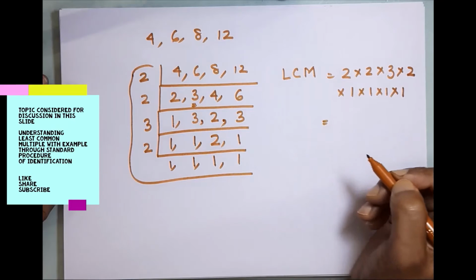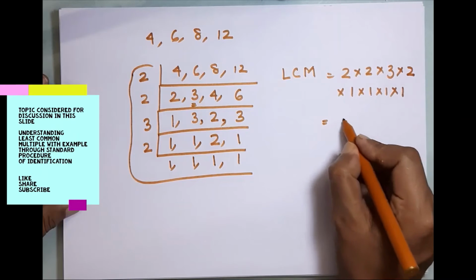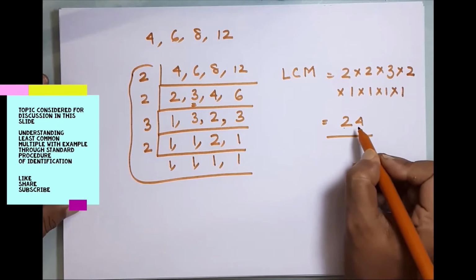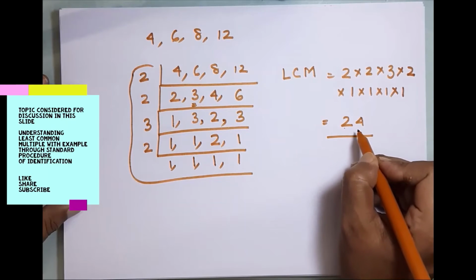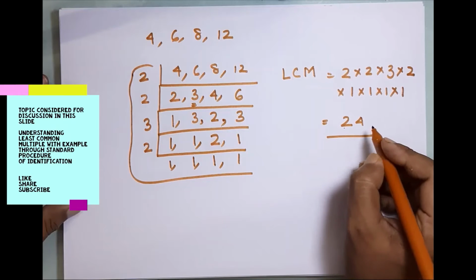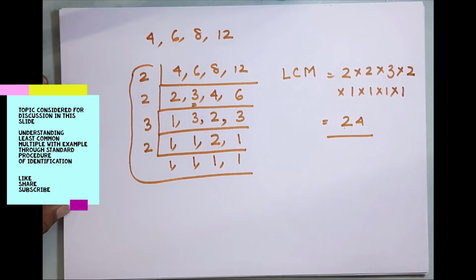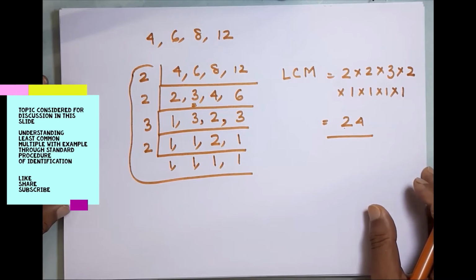Okay, so the LCM will be 2 2s are 4, 4 3s are 12, and 2 12s are 24. So the answer is 24. So 24 is the least common multiple for 4, 6, 8, and 12. Will you be able to see through our earlier way of explanation how we are achieving 24, whether it really is the least one or not?